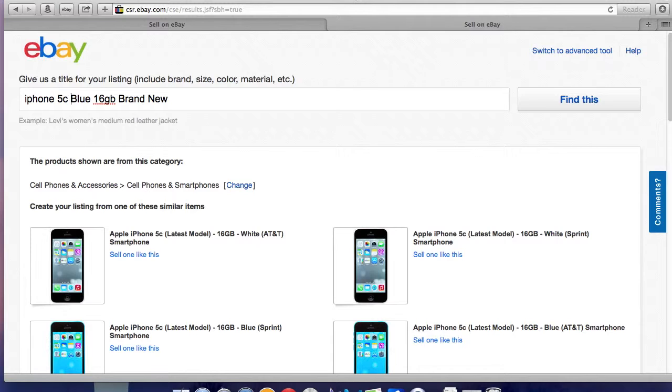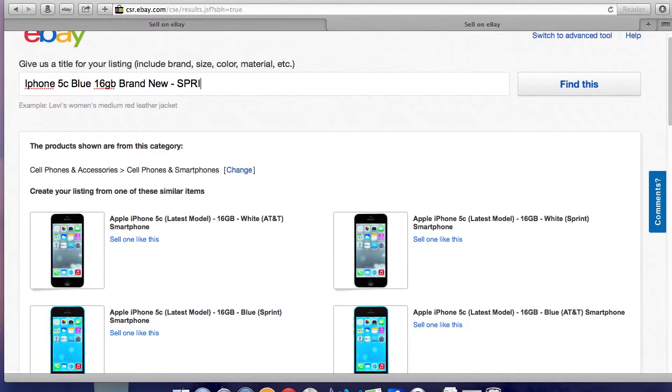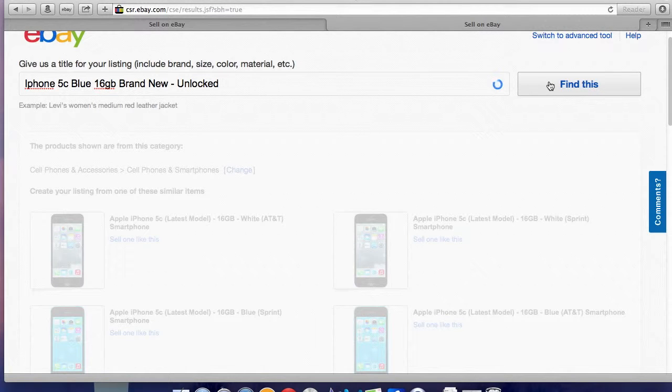People like seeing brand new. If it's used, you don't write used. Just don't write anything and just put it in the description. But yeah, get more specific because Sprint, you might need something unlocked. That means you can use anything with the phone.